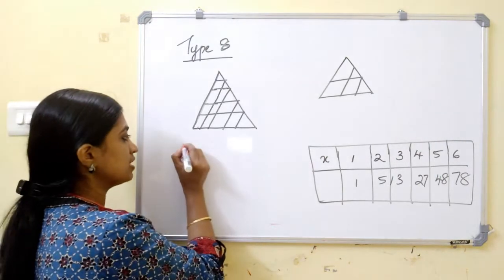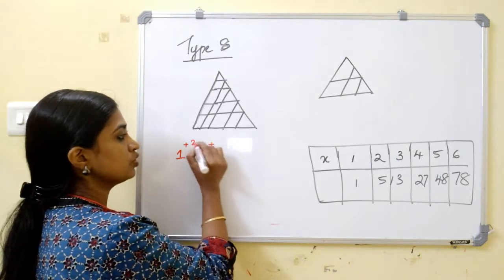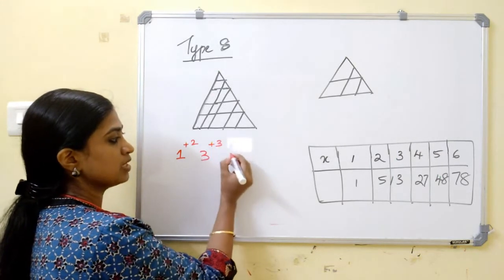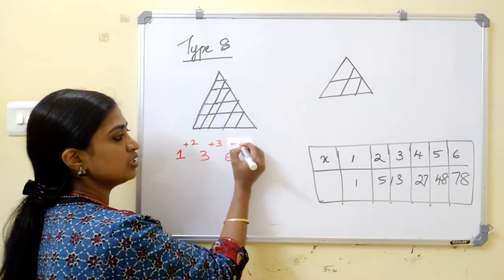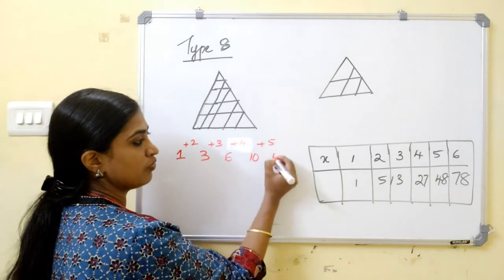So 1, next number is 2. 1 plus 2, 3. Then after 2 it is 3, so 3 plus 3, 6. After 3 it is 4, so 6 plus 4, 10. After 4 it is 5, so 10 plus 5, 15.